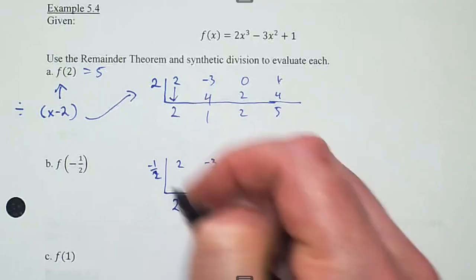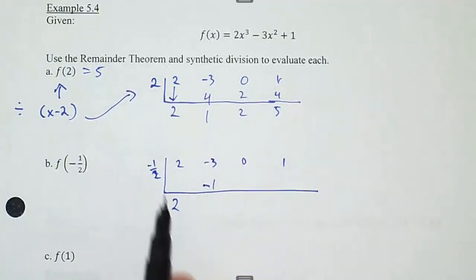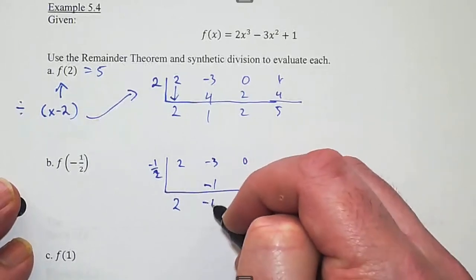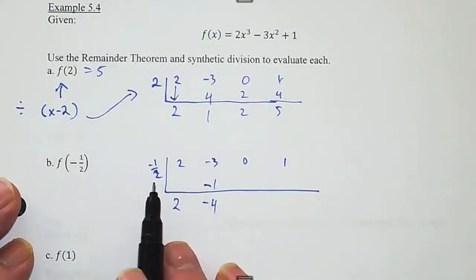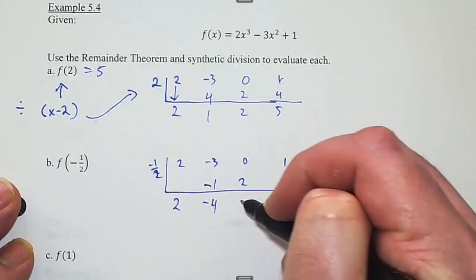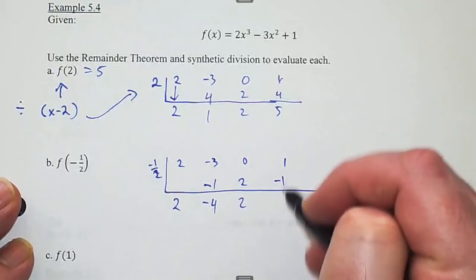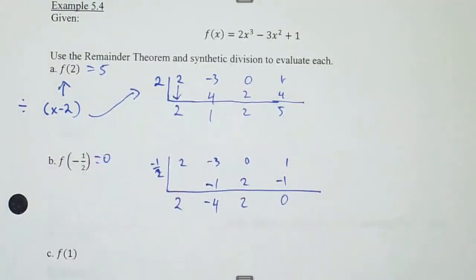Bring down the 2 and multiply. You get a negative 1. Remember, when you multiply a whole number times a fraction, divide by the denominator first. 2 divided by 2 is 1. 1 times 1 is negative 1. That's a negative 4. Okay. Negative times a negative is a positive. 4 divided by 2 is 2. All right, and then that gives me, what was that, negative 1? Oh, got a 0. So that must be a 0 of the polynomial.